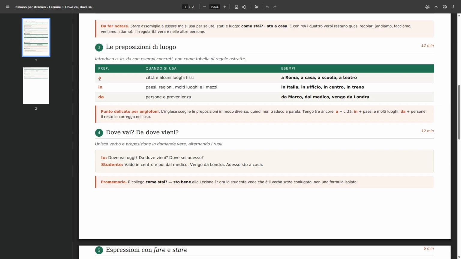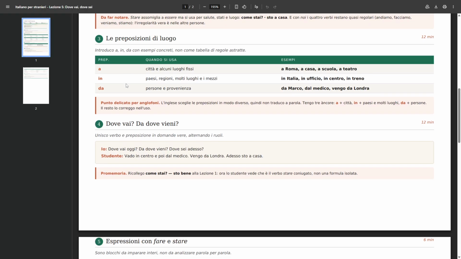So we have the preposition a, that's used for cities and other physical places that are fissi, so they are not mobili, they don't move around, they are static. For example, if I want to say a Roma, a casa, a scuola, a teatro. These are all pretty self-explanatory. Scuola is school, teatro is theater, Roma obviously is Rome, and casa, like we have seen before, house or home.